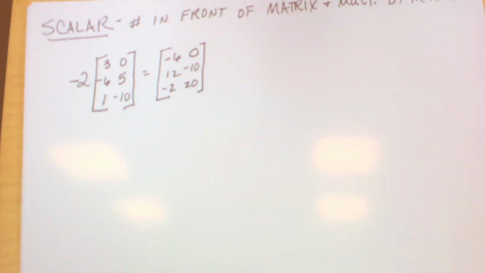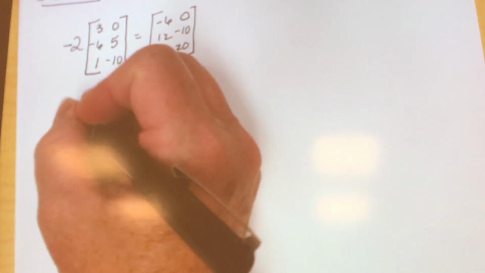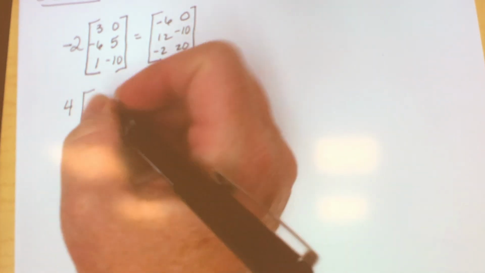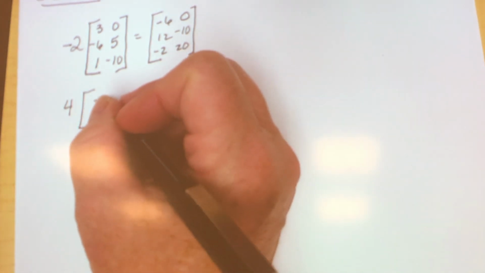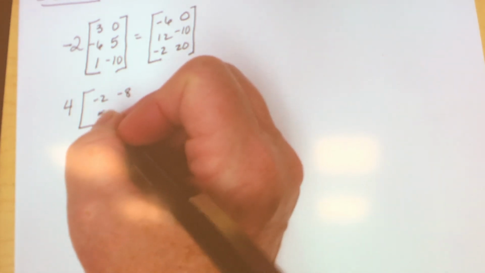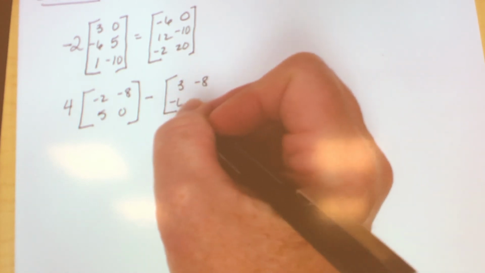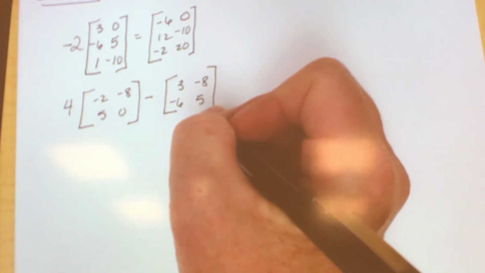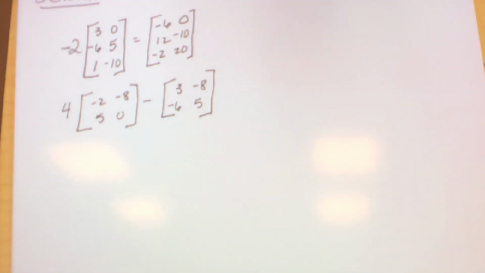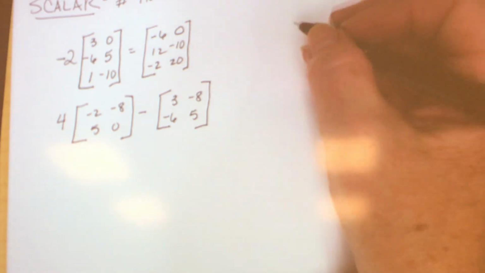Did everybody get that? Okay, so let's add a little difficulty to it. Oh my word, this one's going to be so hard. 4 times -2, -8, 5, 0, minus 3, -8, -6, 5. There's my problem. Does working that problem first, right here, look like this?